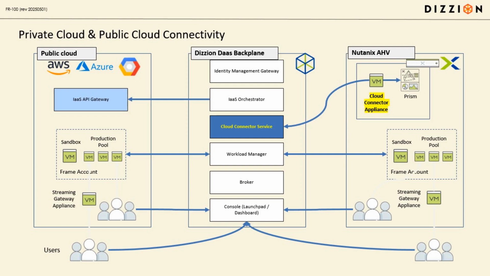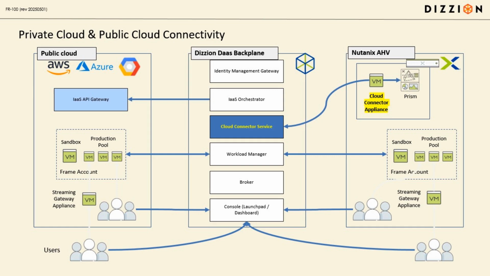Let's examine the connectivity between the Dishin DAS backplane and the infrastructure providers. On the left are some public cloud providers, and on the right, a Nutanix AHV environment. The backplane hosts the frame microservices, each of which handles a different function. For example, the Identity Management Gateway brokers the authentication and authorization requests with your configured identity provider. For public cloud, the IaaS orchestrator completes actions such as create, delete, power functions, disk management, backups, and so on. It uses the public APIs and other cloud-native capabilities provided by the vendor.